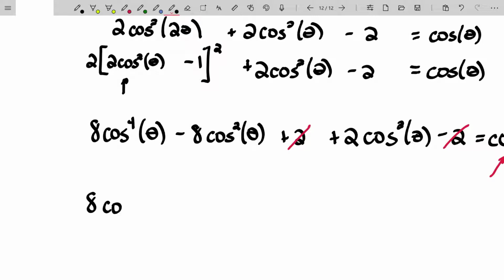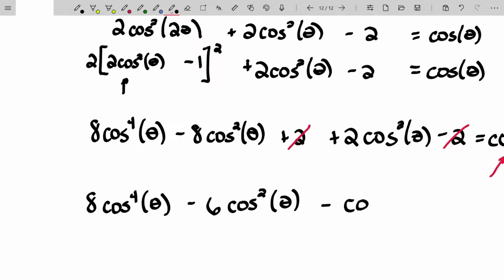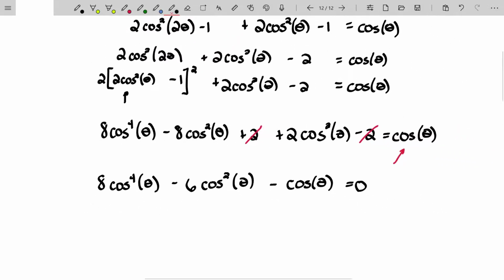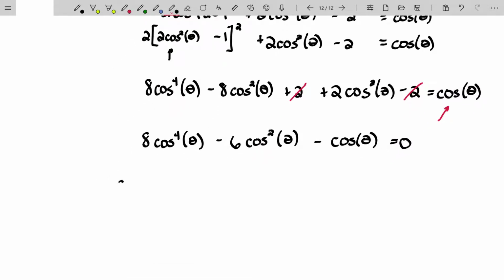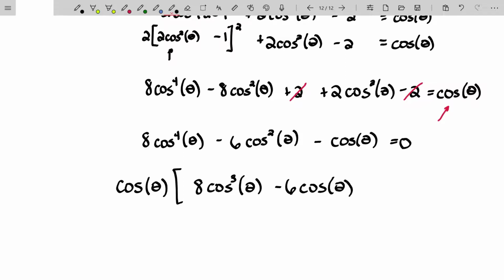So the left hand side is going to be the 8 times cosine to the 4th of theta. I have a negative 8 cosine squared plus 2 cosine squared, which is a negative 6 cosine squared of theta. And then I'm subtracting a cosine of theta from both sides because the right hand side, I just moved that cosine over. And you can see all 3 of these terms have a cosine in common. So you could technically factor out that cosine and you're left with 8 cosine cubed of theta minus 6 cosine of theta and then minus 1.